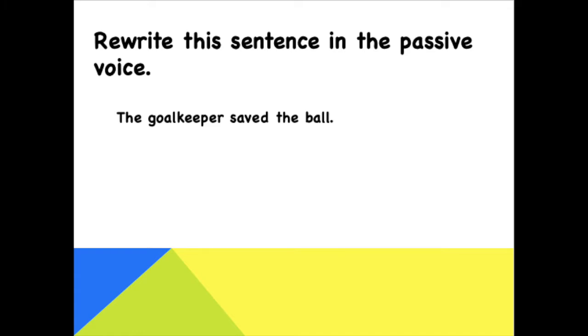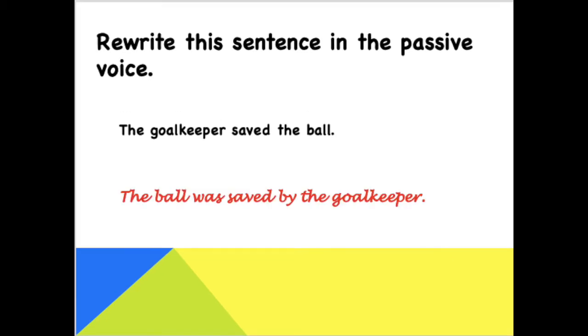Now, this is a sort of question that you often get in the SATs test. It says, rewrite this sentence in the passive voice. So we've got an active voice sentence: the goalkeeper saved the ball. And you have to rewrite it in the passive. So my top tip is start at the end. Look at the object at the end, the ball. That now has to come at the beginning of the sentence. We can add was or were if it's in the past tense. And we can use the word by. So have a think. Can you rewrite this sentence in the passive voice?